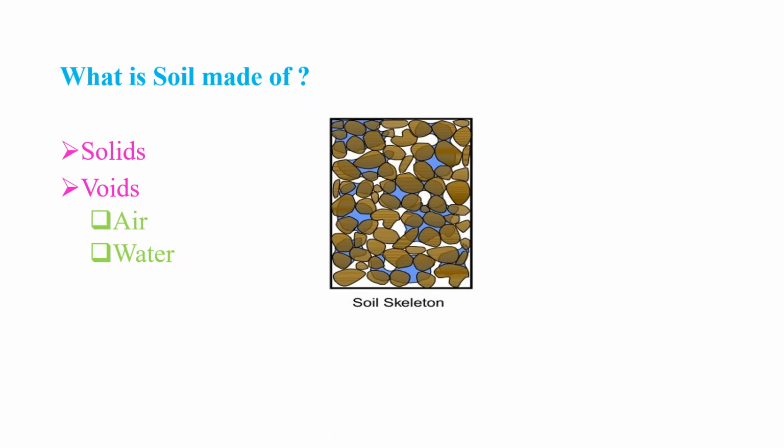What is soil made of? A soil mass consists of solids and voids. Voids are the empty spaces between solid particles. Voids may be filled with air, with water, or partly with air and partly with water. Thus, a soil mass consists of solid particles, air, and water. The proportion of these three constituents and their interaction governs the properties of soils.